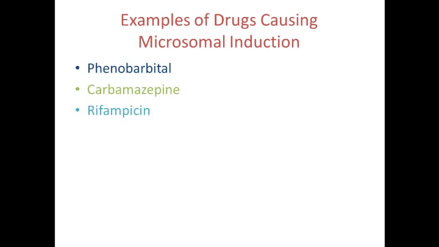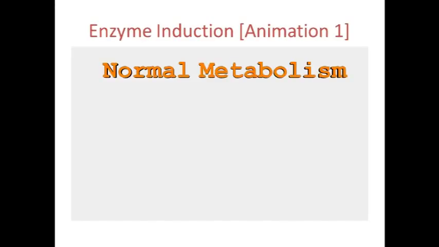Now, examples of drugs causing microsomal induction would be phenobarbital, again a sedative drug, a barbiturate drug. We have carbamazepine, that's again an anti-epileptic drug. Rifampicin, which is an anti-tuberculous drug, but has a lot of microsomal enzyme induction capacity.